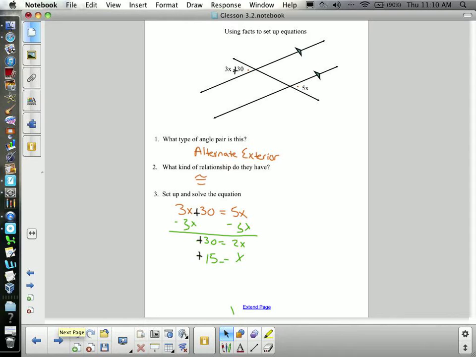So anyway, that's how we set up and solve a problem. But notice that thought process. Step 1, what kind of angle pair is it? Step 2, what kind of relationship does this angle pair have? Step 3, set up and solve the equation. Which is in and of itself several steps long.